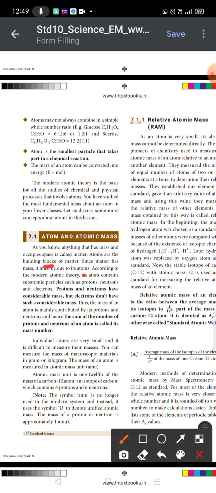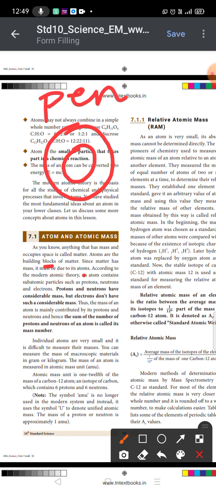According to the modern atomic theory, an atom contains subatomic particles, which are protons, neutrons and electrons. As I told you earlier, if this is an atom, inside it the nucleus is present. So inside the atom, what is there? Protons, electrons and neutrons. The protons and neutrons will be in the center, in the nucleus, and the electrons will revolve around the nucleus. The protons are positive in charge and electrons are negative in charge.